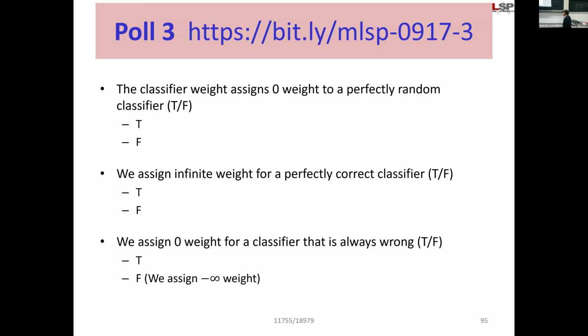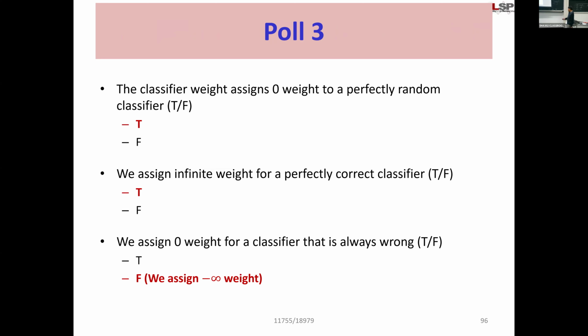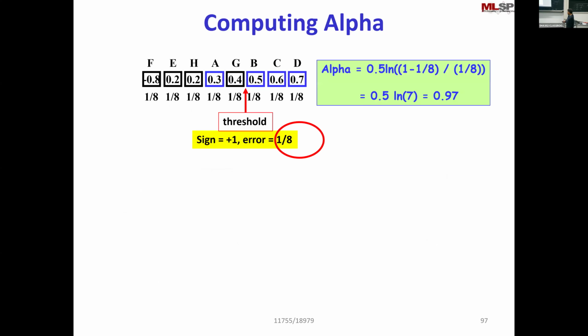Because the way it assigns weight 0 to a perfectly random classifier, infinite weight for a perfectly correct classifier, and we assign minus infinity weight, right? So beautiful. We got this all. And so for this classifier, it just turns out that the weight is 0.97 in my example. Okay, that's done. What is the next step?